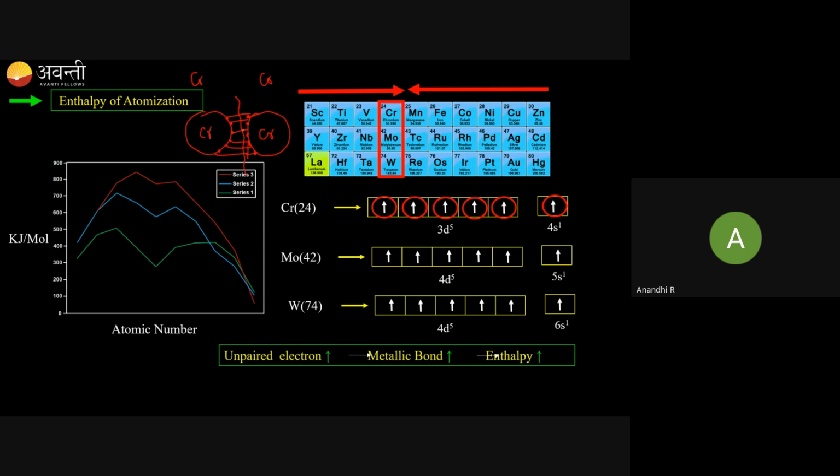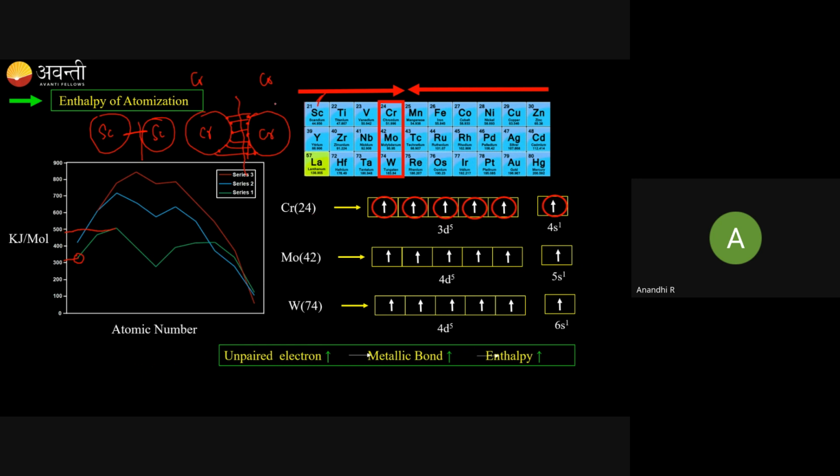If the number of bonds is very less, as in scandium, how many d electrons do we have? We have only one d electron, no? So there will be only one bond between scandium atoms. I have to break just one bond, so I can break it easily. That's why the enthalpy of atomization of scandium is very less. But in case of chromium, it is very high. Got it?